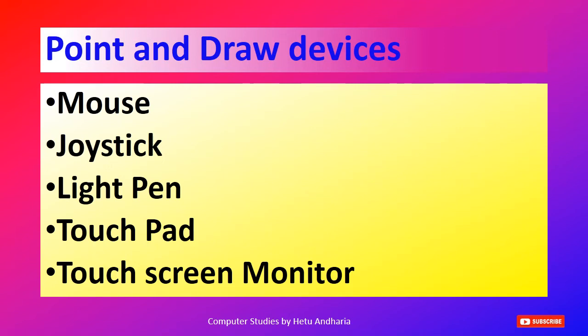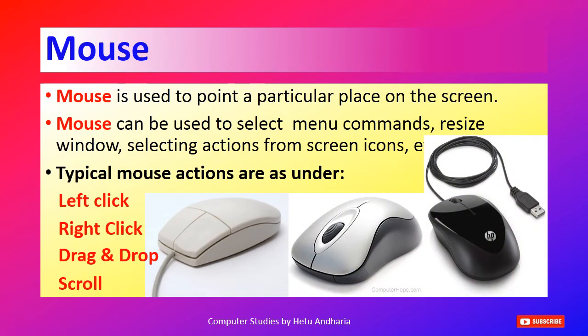Now we will have a look at the point and draw devices. Those are mouse, joystick, light pen. Light pen is a new word for you. Touchpad and touch screen monitor. Among the point and draw devices, first we will discuss about mouse.